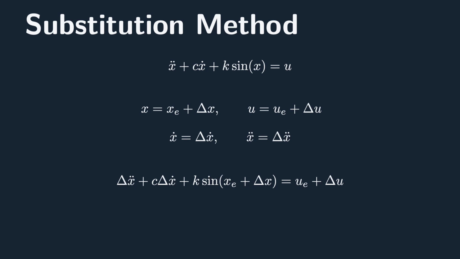At this stage, the equation is still nonlinear because it still contains sine of x sub e plus delta x. The next step is to linearize that remaining nonlinear term. This method is not a shortcut, and it is not less formal. It is another legitimate way to derive the same local linear model. However, when the nonlinear terms become more complicated, the partial derivative method is usually safer to use because it is more systematic and reduces the chance of missing terms. So, if you are unsure, use the partial derivative method.